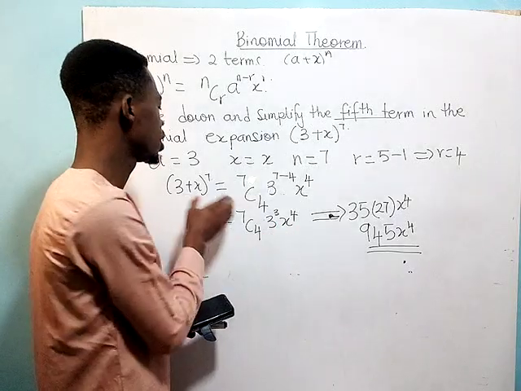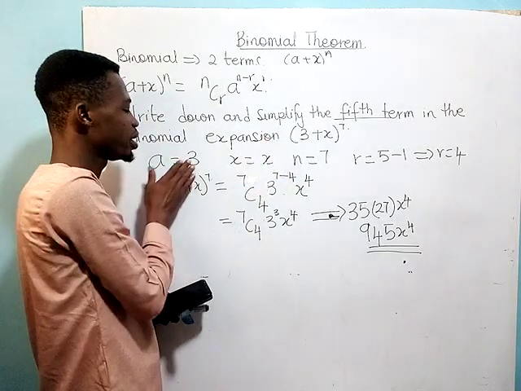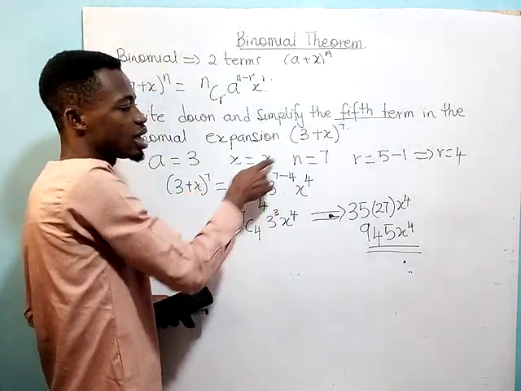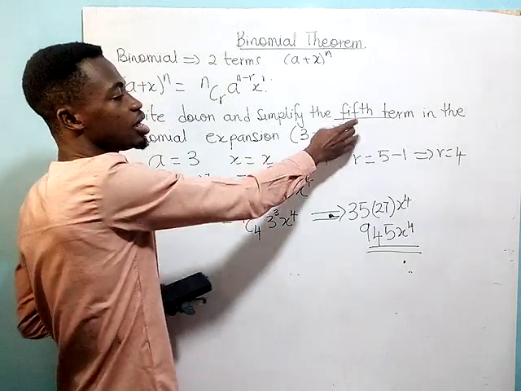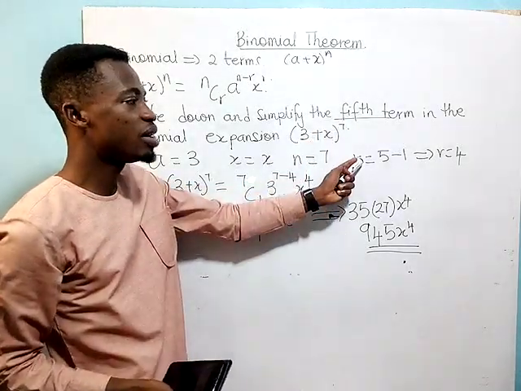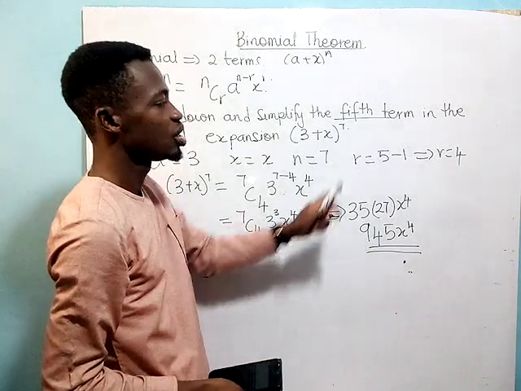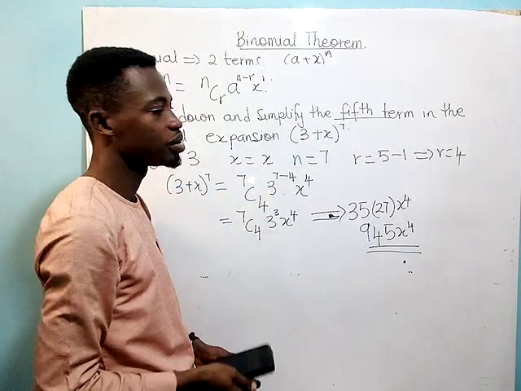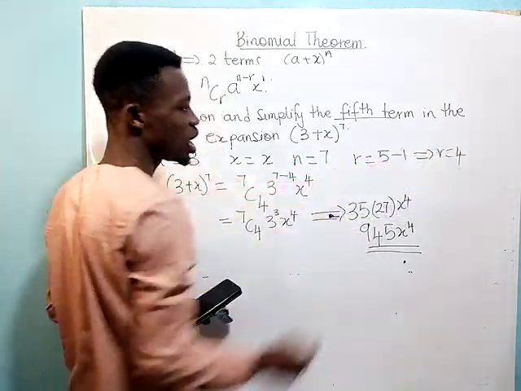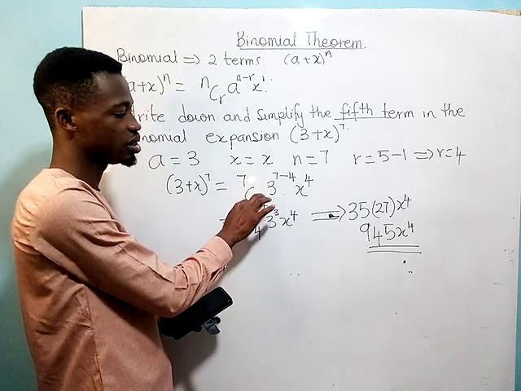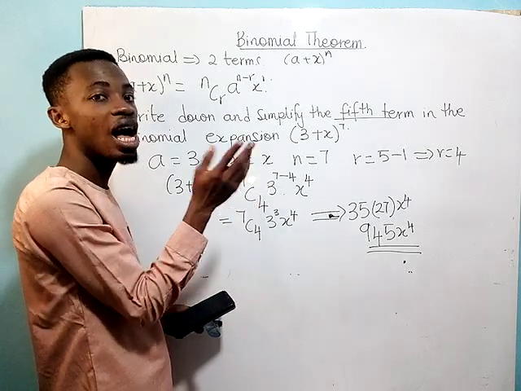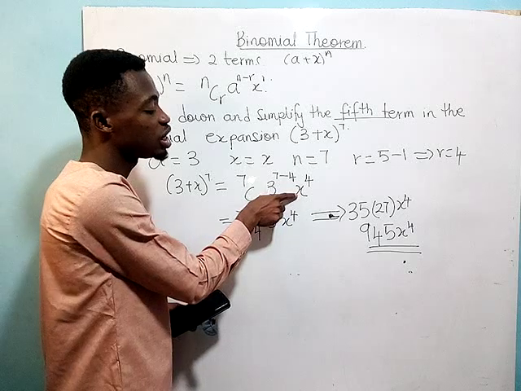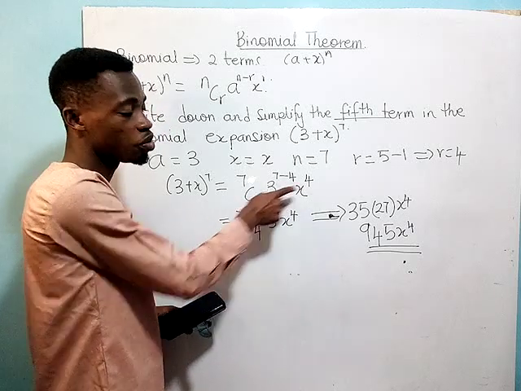We go over it again. Our a is 3, our x is the second term, our n is the given exponent. Then your r is always one less than what you are being asked to find. So 5 minus 1, so your r is 4. We do the substitution, 7 combination 4. At every point in time, the exponent of x should be the same as this, so 4.